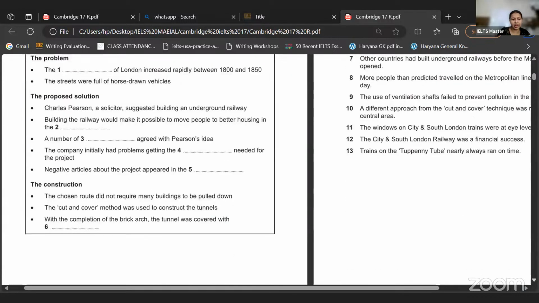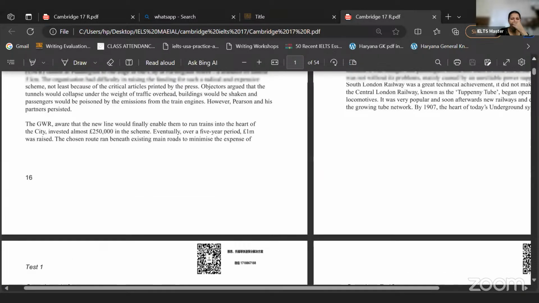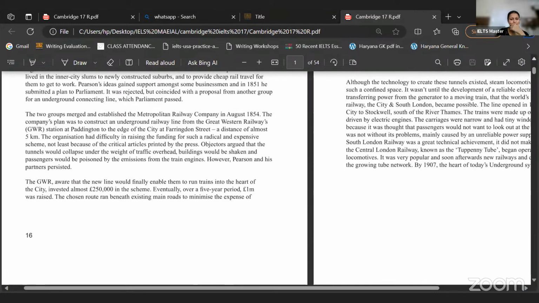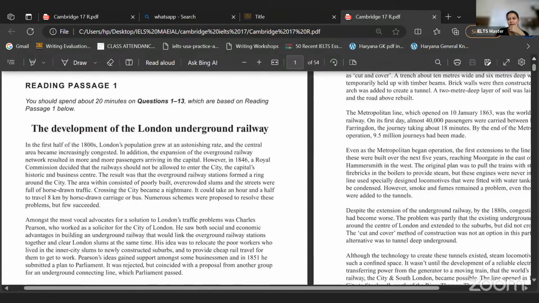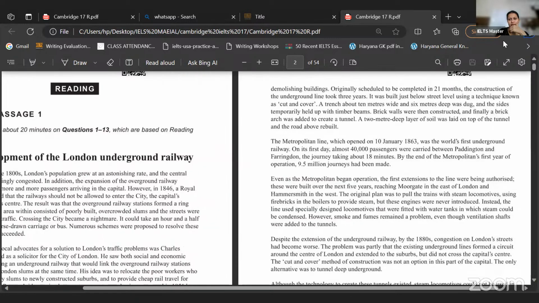And the sixth one, they are talking about the construction. The chosen route did not require many buildings to be pulled down. The cut and cover method was used to construct the tunnels. With the completion of the brick arc, the tunnel was covered with. Completion of brick arc, tunnel covered. This is a keyword. So where it is written completion of brick arc, it is written over here in these lines.